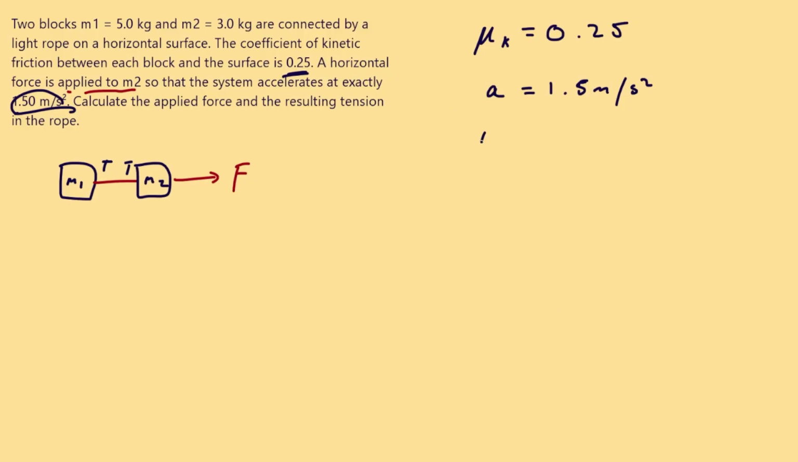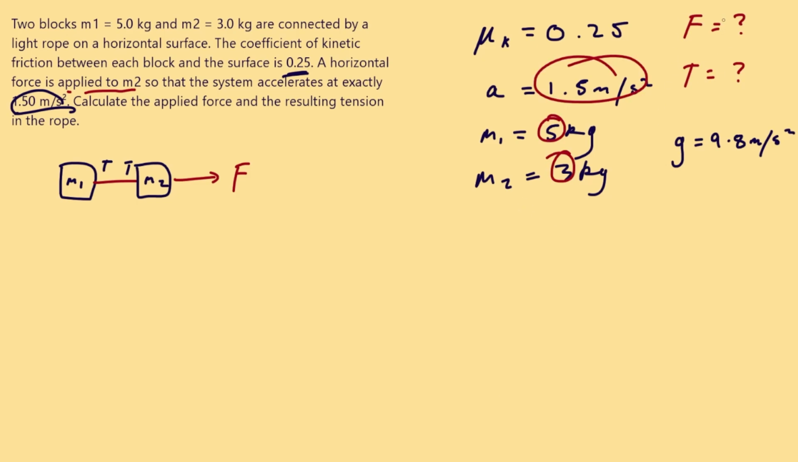Let's list out what we know. Mass 1 is 5 kilos. Mass 2 is 3 kilos. We know gravity is 9.8. And we are looking for force and tension. So instinct says solve for force with Newton's second law, right? But here's the problem. Newton's second law and the numbers we're given would give us the force for the entire system, but that would take into account the force of friction on the blocks. We don't care about that. We only want this force, right? So that's not an approach that we can take.